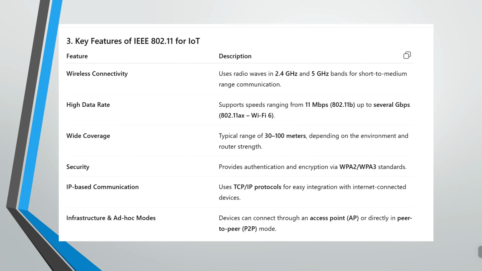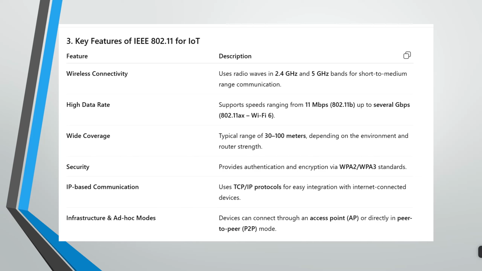So it has a high data rate. It works at 11 Mbps up to several Gbps also. It works at a very high speed because its range is very short, so there is no traffic involved in it, and it can work at a very high data rate. It covers a distance of 30 meters to 100 meters depending upon the router strength. As I already mentioned, we can think of connecting such devices in and around our garden or agricultural land, which covers a distance of 30 to 100 meters.